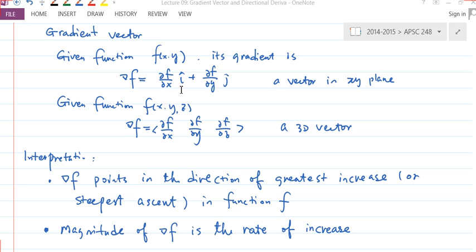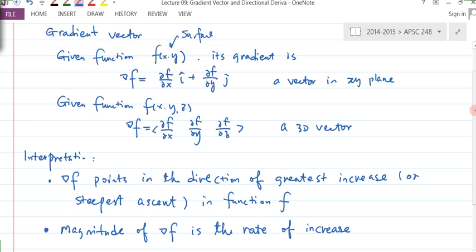Okay. Here's a function. The definition of a gradient vector is pretty simple. If it's a function of two variables, we know that this is a surface. And the gradient vector is going to be just this one here, the two partial derivatives. It's a vector in the xy plane. If a function is of three variables, then you have a 3D vector. So that's the definition.